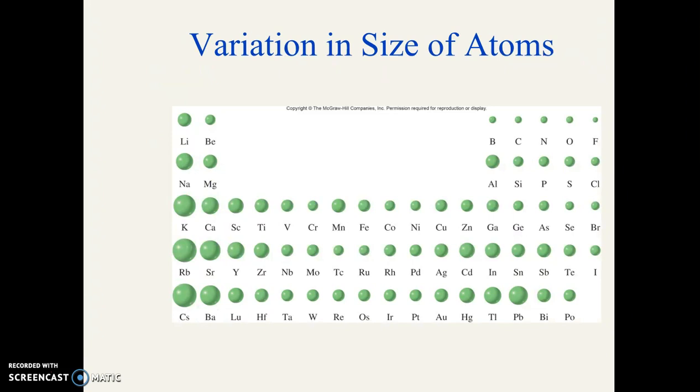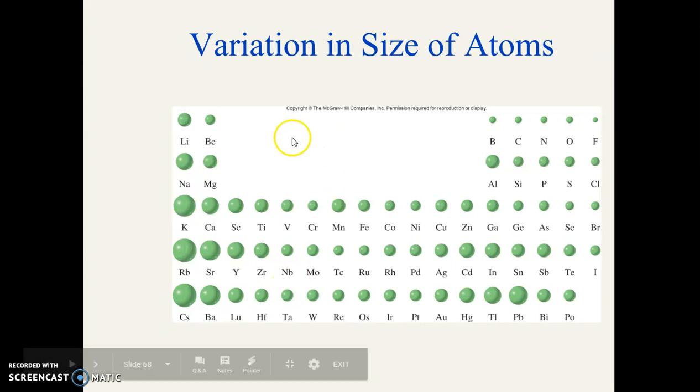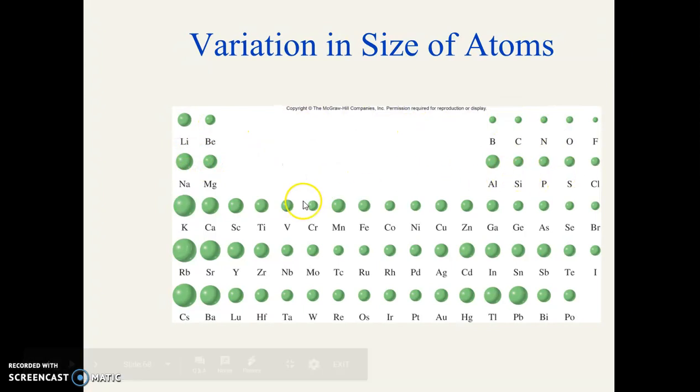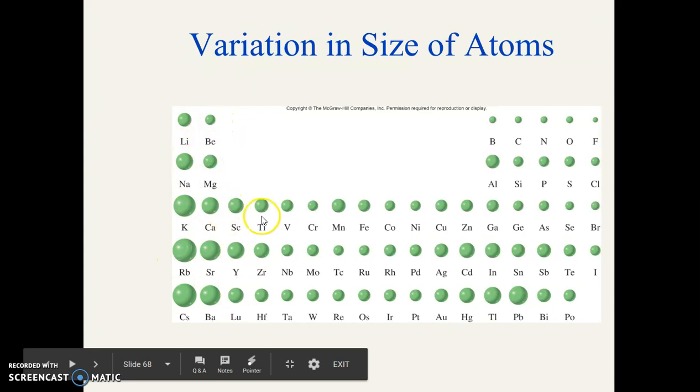So atomic size, this is what happens as you go left to right and top to bottom. You will see as I go left to right in a row, in a period, the atoms generally get smaller. Not always, there are a few exceptions, but for the most part, the trend is for them to get smaller as I go from left to right. And as you go from top to bottom, they get bigger as I go down, and they get smaller as I go across. So fluorine's the smallest, and cesium and francium are going to be the biggest.